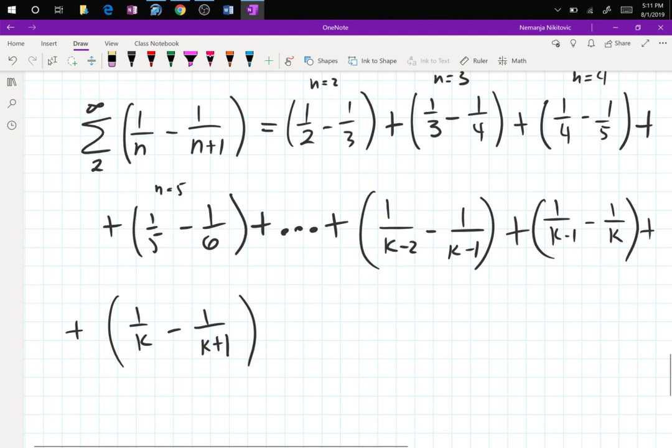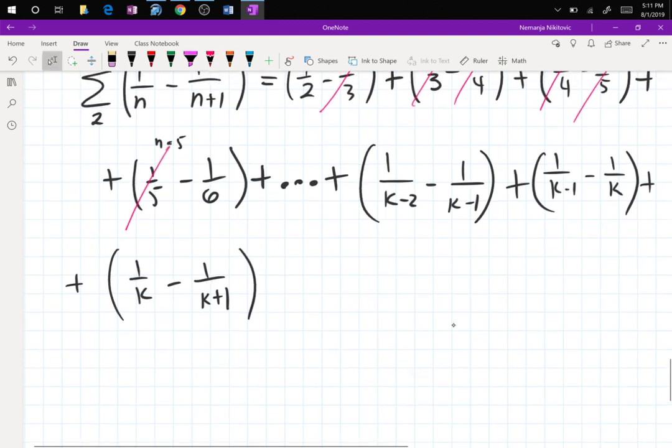And now we see that a lot of stuff cancels. Negative 1/3 has a positive 1/3 here. Negative 1/4 has a positive 1/4. Negative 1/5 is a positive 1/5. So will negative 1 over 6 get canceled? Yes, because the next term will start with 1 over 6, right? So this will be canceling, and I usually just cross out this way, so I know that it cancels with the next term or 2 terms down the line.